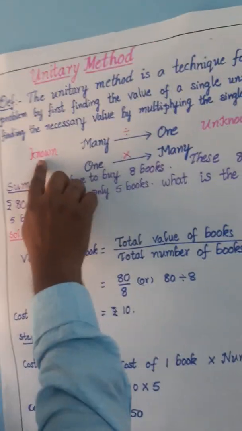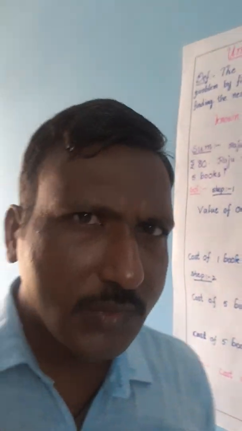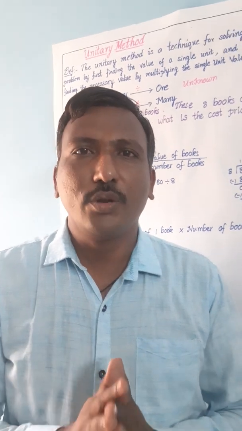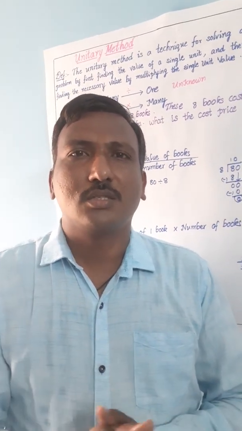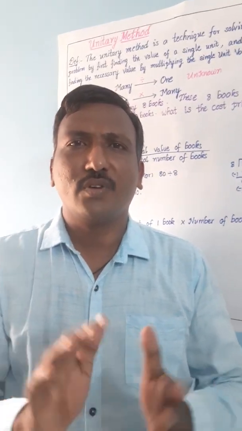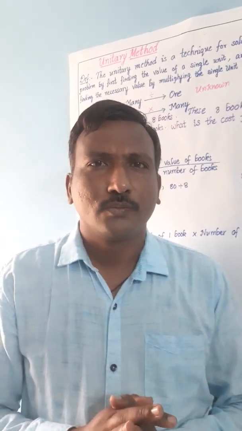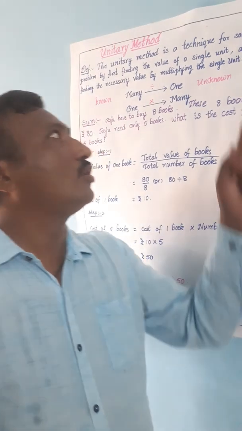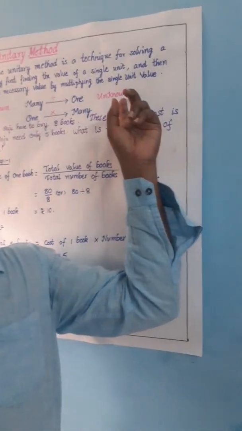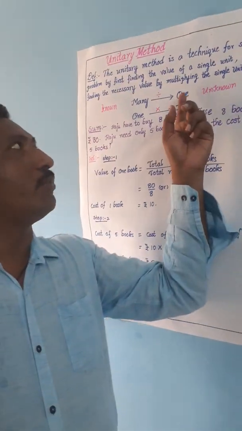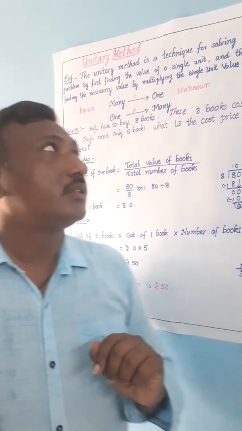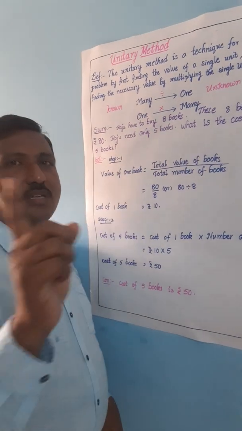Here, known to unknown. Known, the cost price of the box is 100, we know. In that box, 10 pens are there. That information only we know. But what we don't know is the cost price of one pen. That is unknown. By dividing, we find the cost of one pen. Then we know the cost price of one pen.